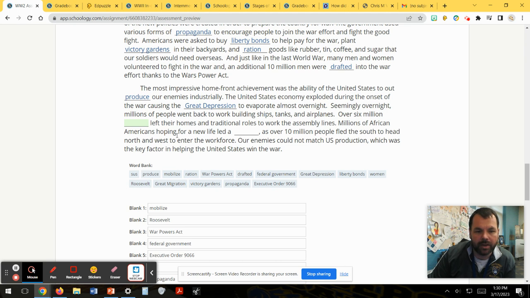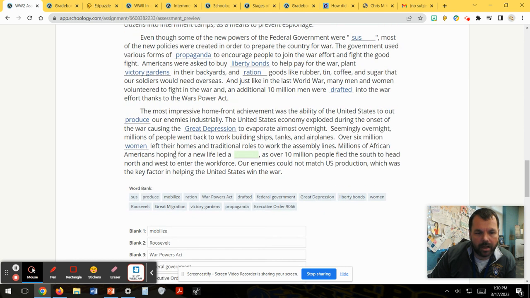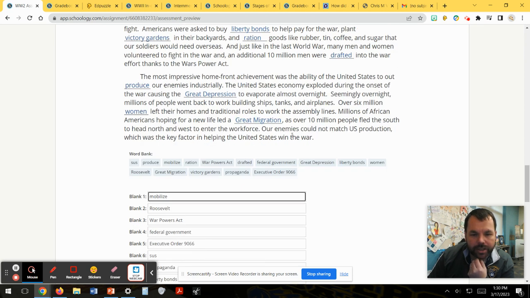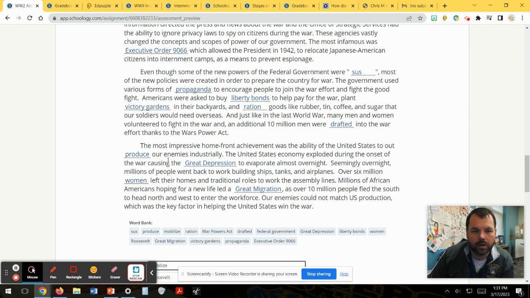Over 6 million women left their homes and traditional roles to work the assembly lines. Millions of African Americans, hoping for a new life, led a great migration, as over 10 million fled the South to head north and enter the workforce. Our enemies could not match U.S. production, which was a key factor in helping the United States win the war.